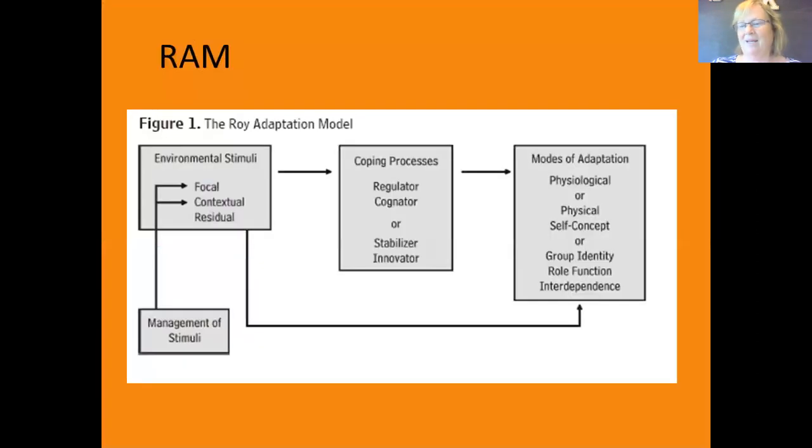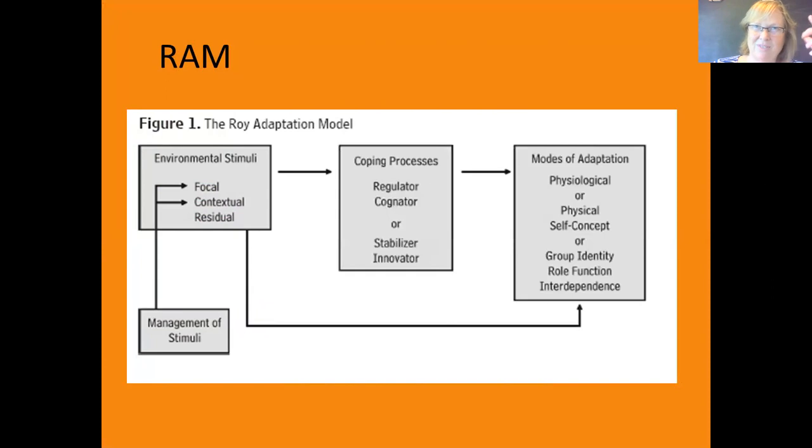Okay, so again, I'm going to bring us back to this and see how we've made our way through the whole model. The environmental stimuli could be focal, so blatant, the thing that we think we're responding to, the obvious thing. Contextual, so what's in the environment around this. And then residual, which is something so deeply hidden we're not even aware of it. Because of these stimuli that we experience, coping processes are initiated, and for an individual that happens through the use of the regulator and cognator subsystem.